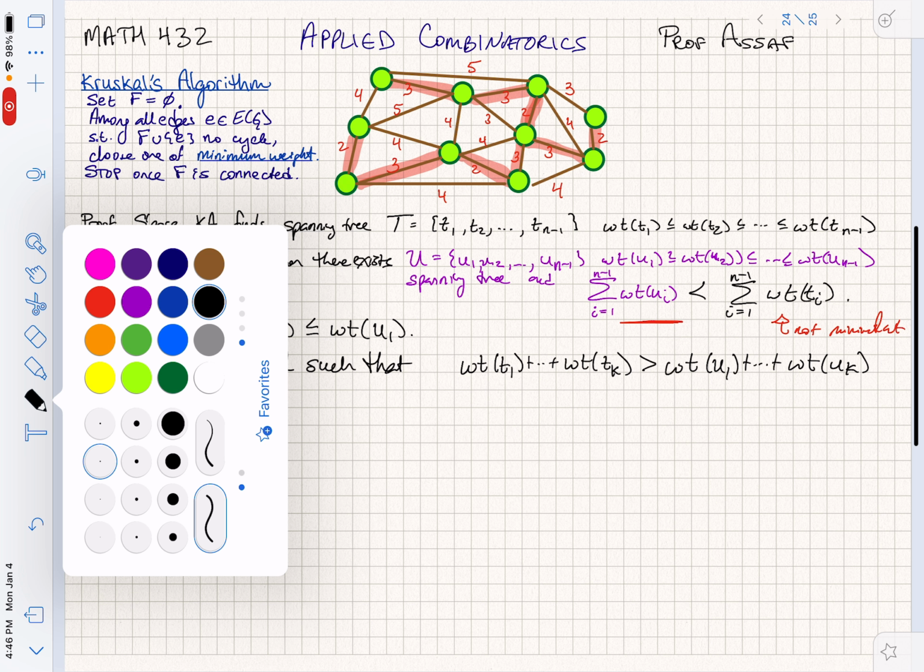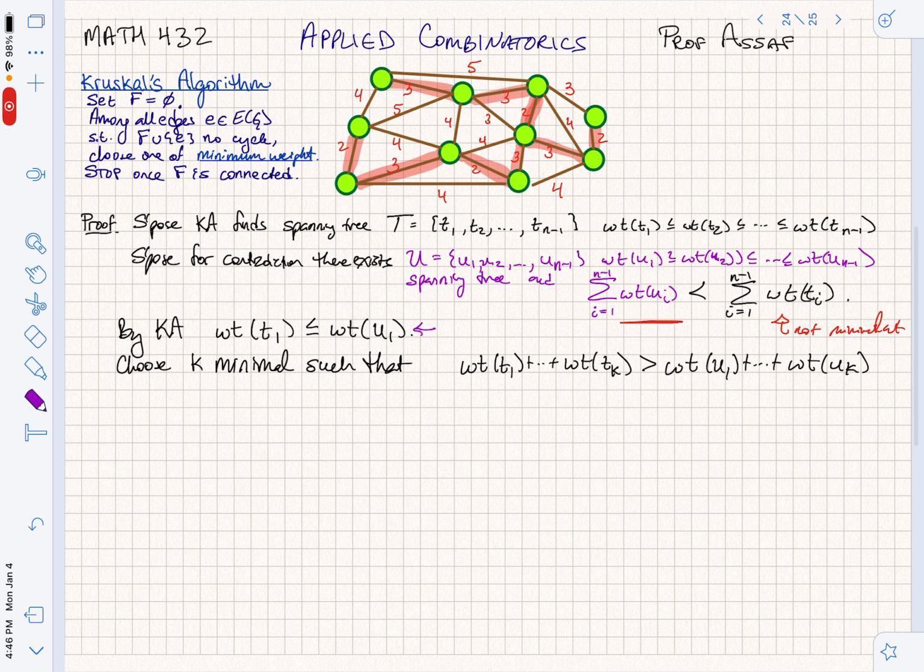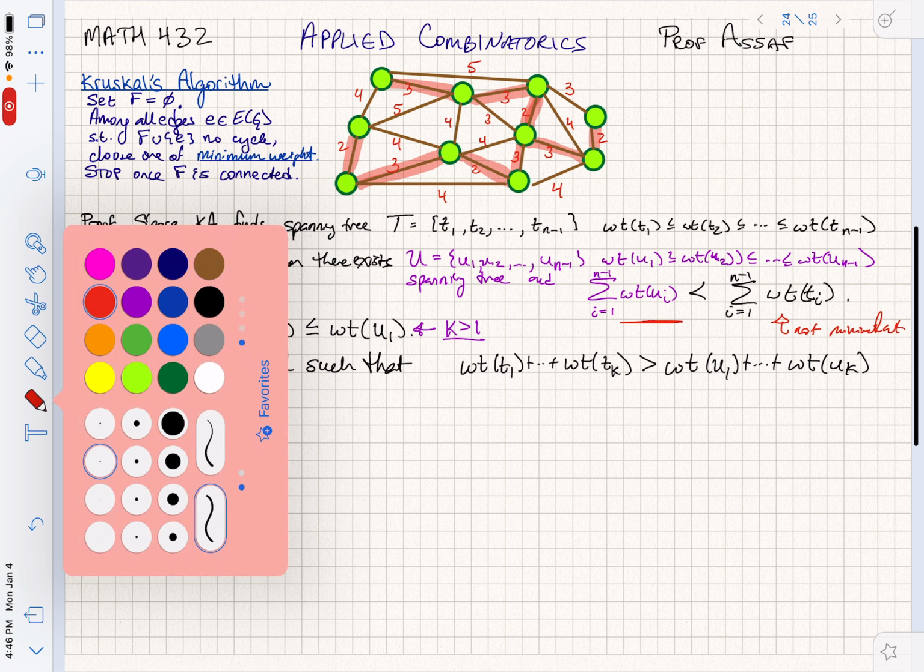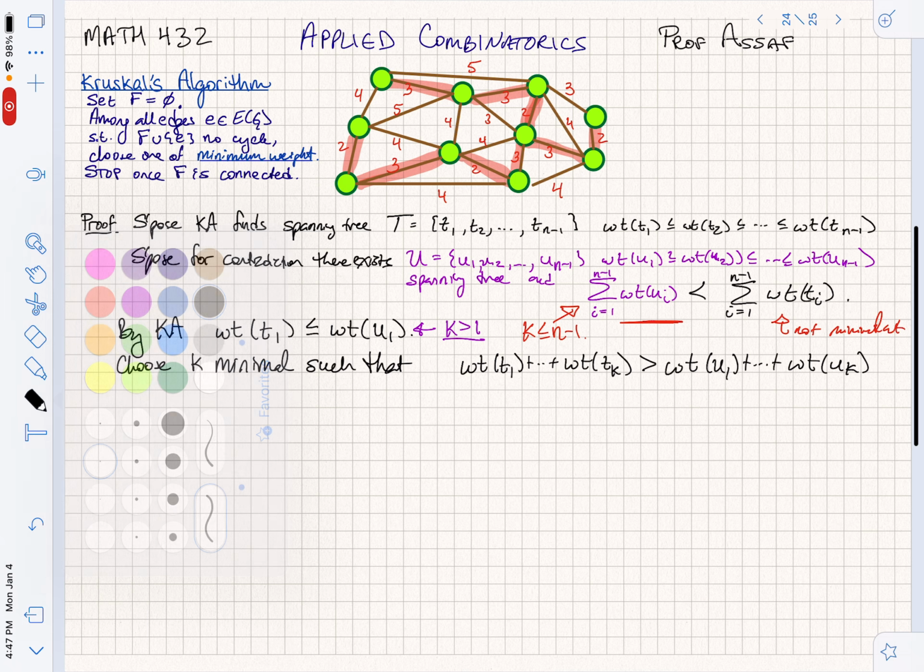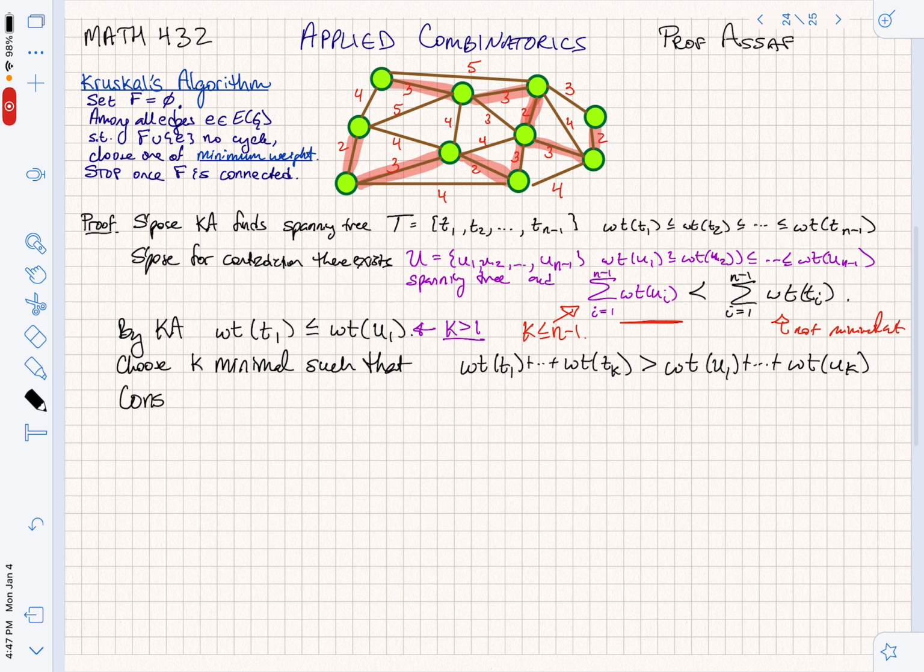So because of this fact, this tells me that k has to be bigger than 1, okay? And this over here tells me that k has to be less than or equal to n minus 1. So therefore k exists. It's some number between 2 and n minus 1. Okay, great. So now what? How does that help me? Well, now I'm going to consider a forest. Actually, I'm going to consider two. Consider two forests.